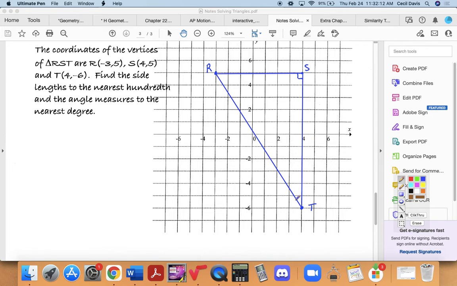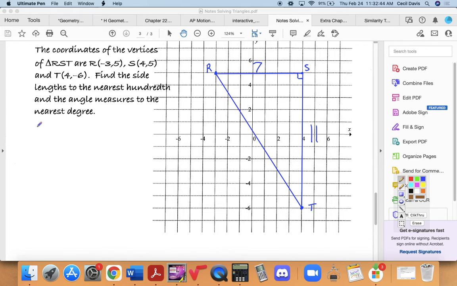The nice thing about this is that you can just count RS and ST. And I will only give you right triangles like this where one side is horizontal and one side is vertical. I suppose I could give you a right triangle where none of the sides were and you had to use the distance formula for all three sides, but I'm mean, but I'm not that mean. So 3, 4, 5, 6, 7. ST is, let's see, 5 plus 6 is 11.